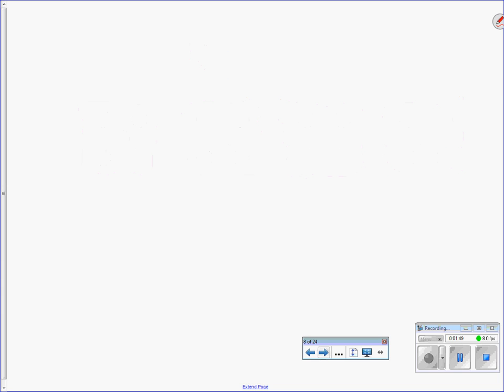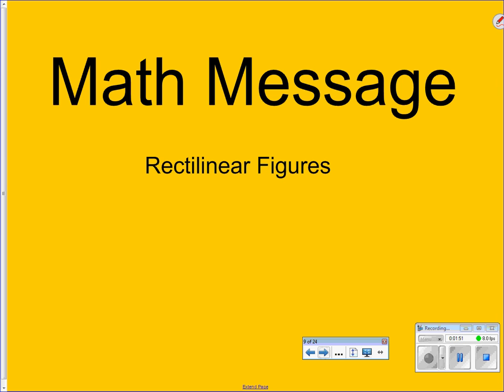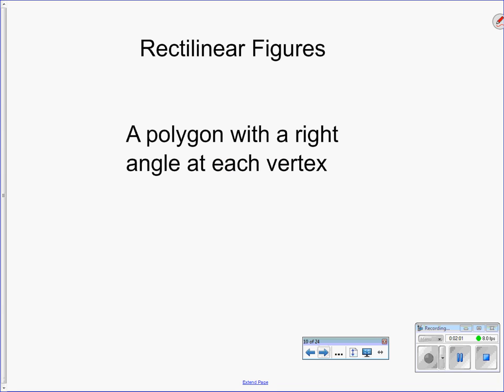All right, that includes all of our warm-ups, so let's get started on our math lesson. Once again, our math lesson is going to be on rectilinear figures. All right, and first let's figure out what is a rectilinear figure. It's a polygon with a right angle at each vertex. And remember, a polygon is any shape that is two-dimensional, okay, that lines connect. Okay, and a vertex, remember, was your corner.